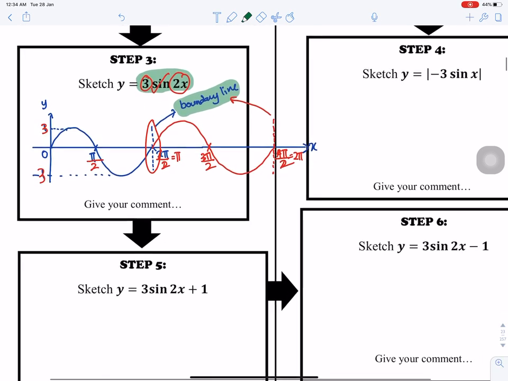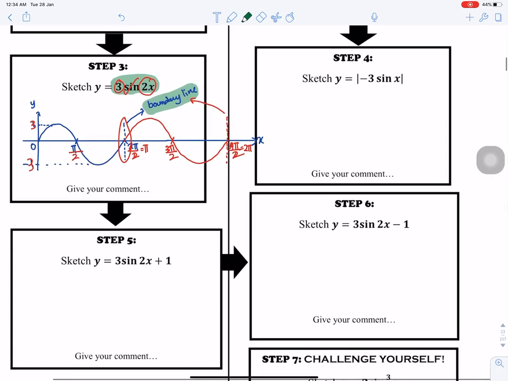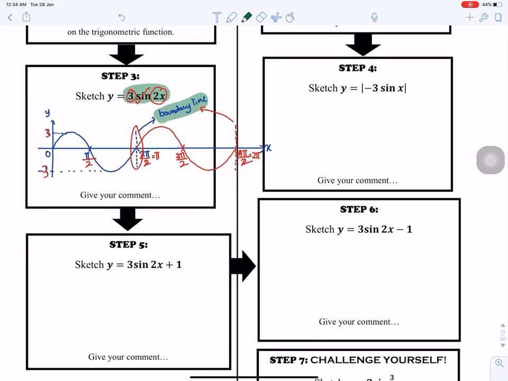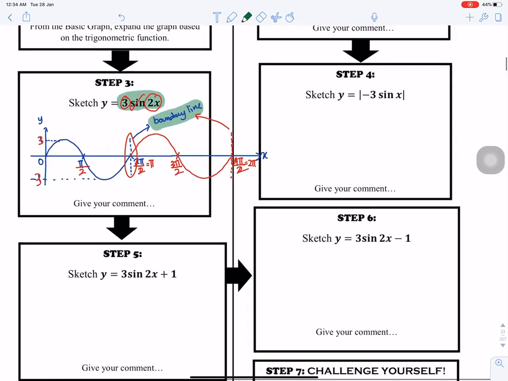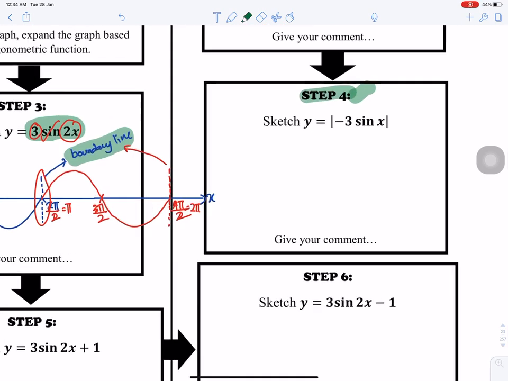Again, the importance of the boundary line is you can copy exactly one complete cycle to the other complete cycle. So it is easy for you to sketch 2 complete cycles. That is the function of the boundary line. Okay, step 4. Sketch y equals modulus negative 3 sine x.